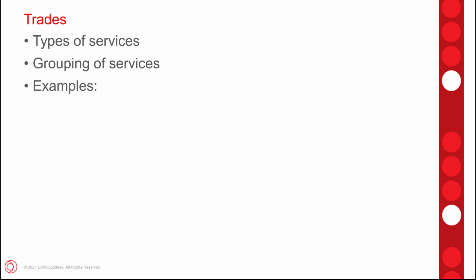As you probably already suspected, trades are the types of services that your organization provides to their customers. So trades are going to allow you to group multiple services under one category. Some examples could be plumbing, electrical services, right? HVAC services, roofing, etc.